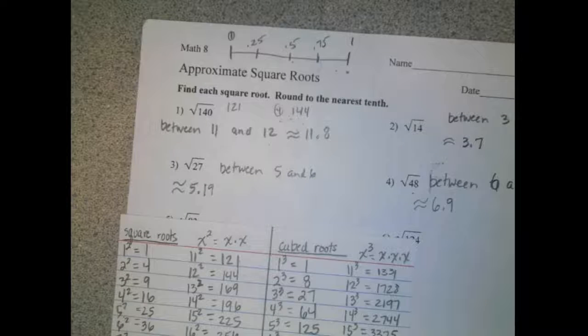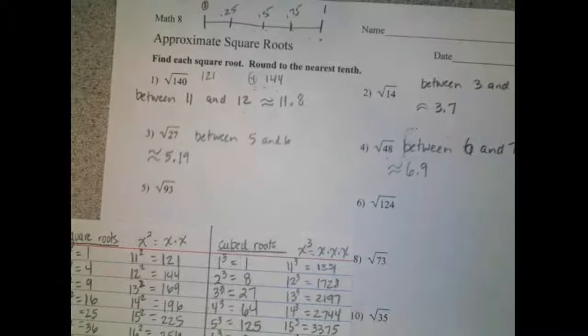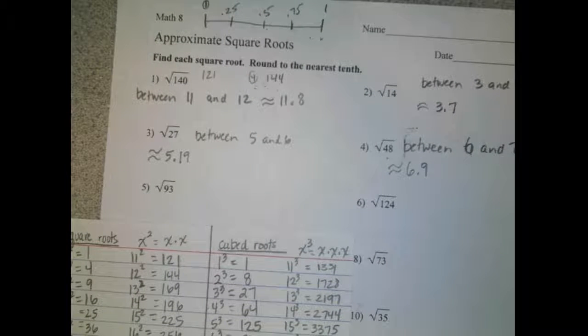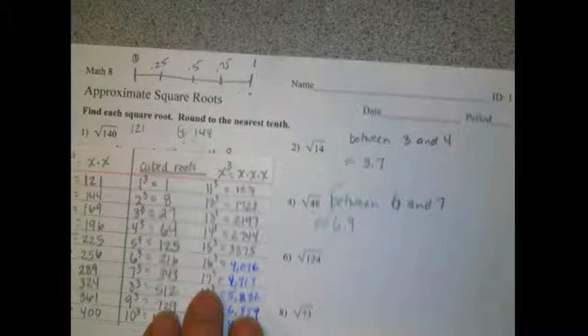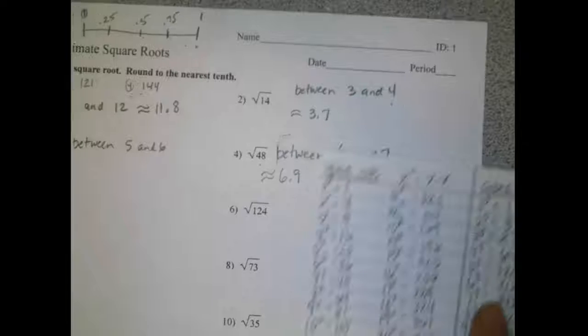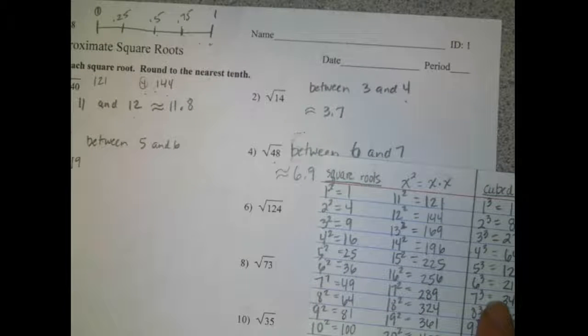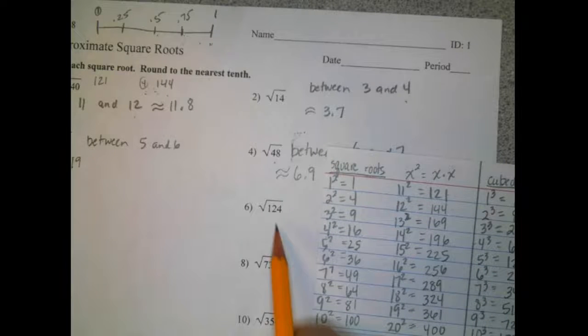Do you want to do one more? Pick one. Which one? No. 6. Okay, 124. So between what and what? 14 and 15? Those are pretty high, right? I'm looking for 124.